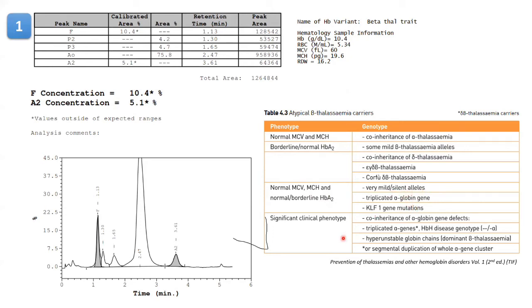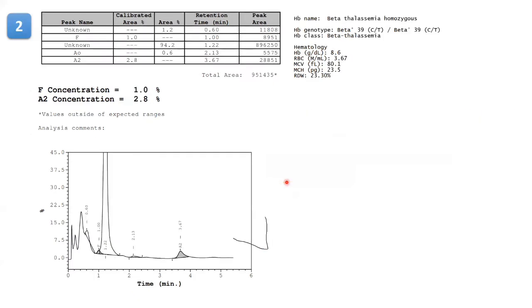Or there might be situations where there is clinically significant anemia in case of beta thalassemia trait. That can be because of triplication of alpha genes or HPH disease present along with beta thalassemia trait. So these are some of the atypical presentations of beta thalassemia trait, which you should know whenever you are interpreting HPLCs. Moving on to the other common one, which is the beta thalassemia homozygous.